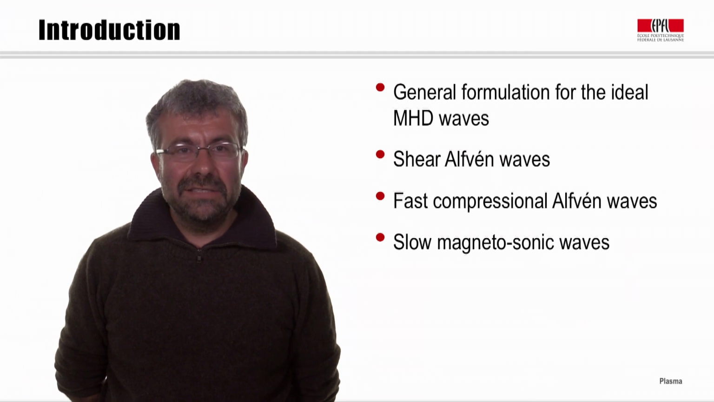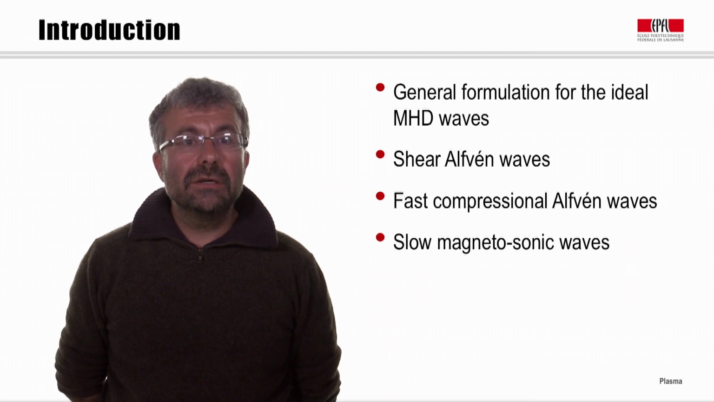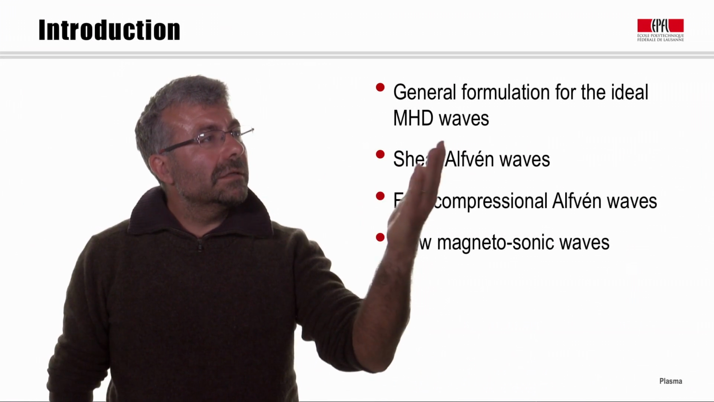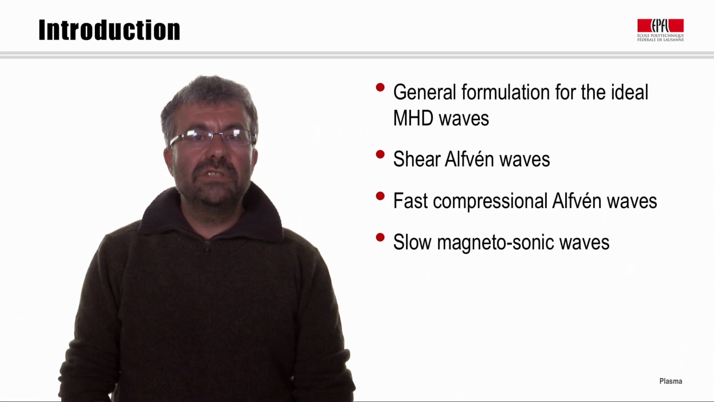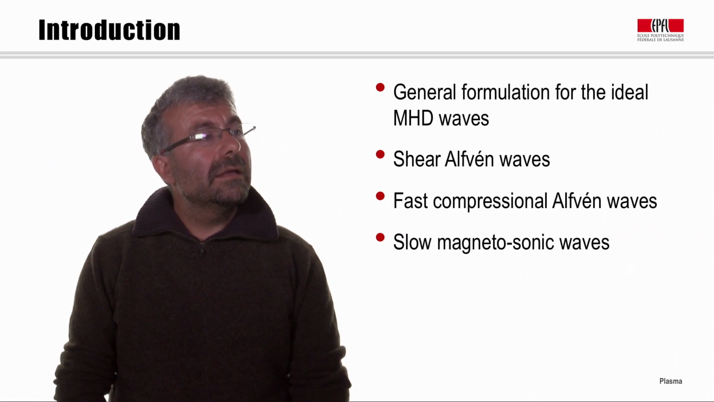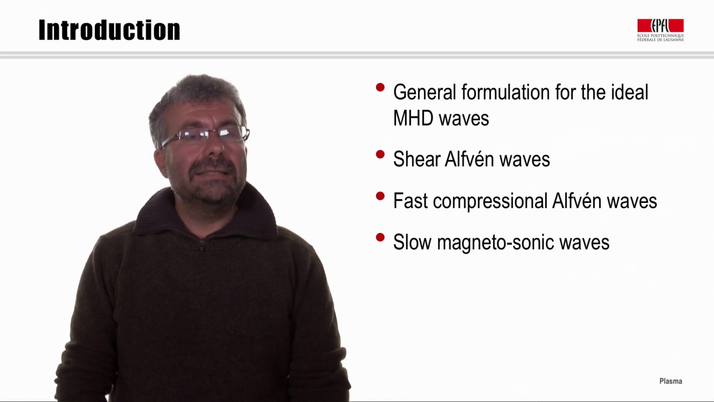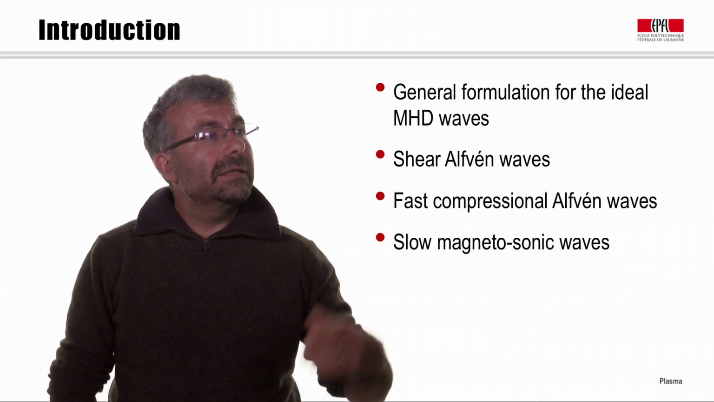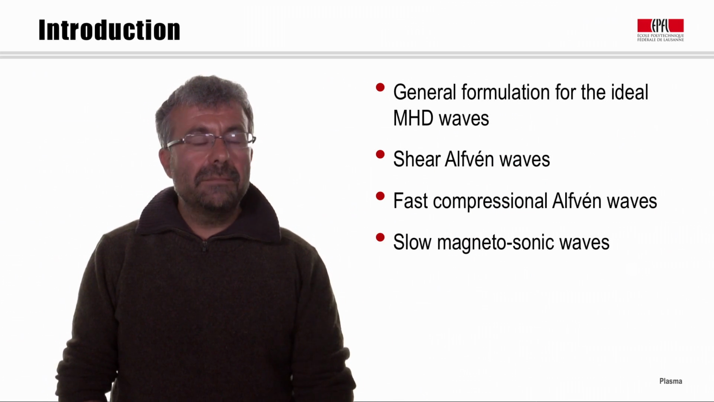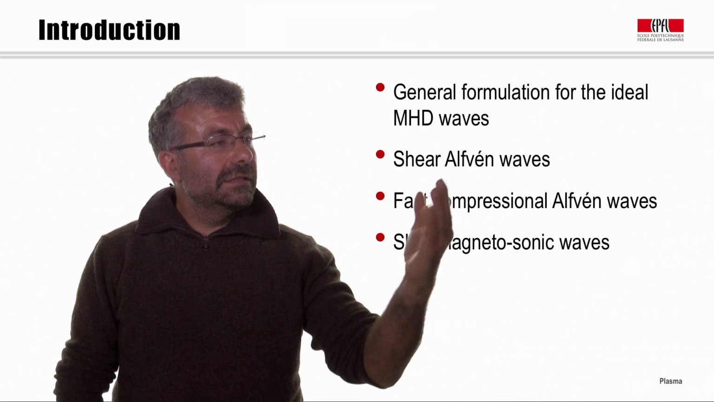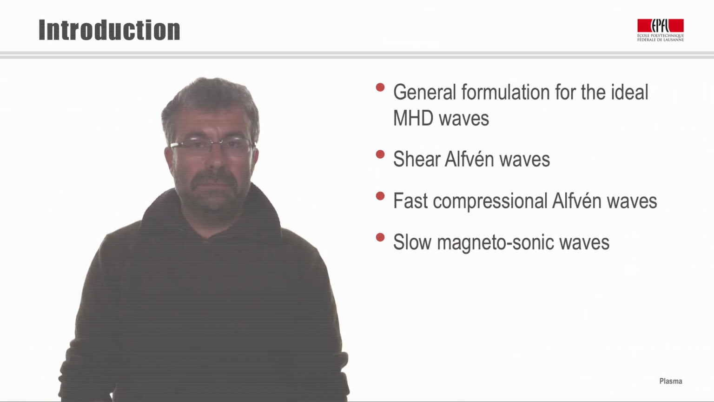My name is Duccio Testa, and in this lecture we will be discussing plasma waves in the ideal MHD model. We will start with the general formulation for the ideal MHD waves, and then we will study the three classes of waves that are supported by the ideal MHD description of the plasma: the shear Alfvén waves, the fast compressional Alfvén waves, and the slow magnetosonic waves.